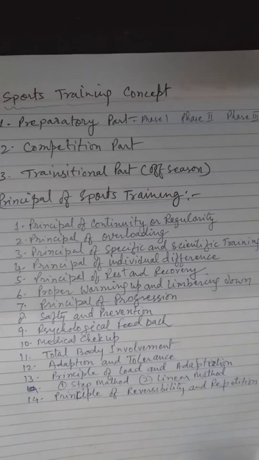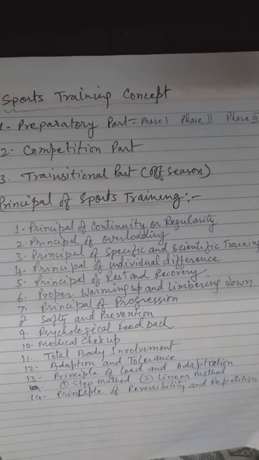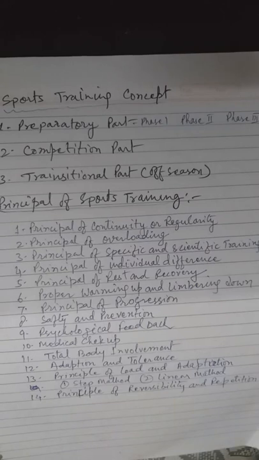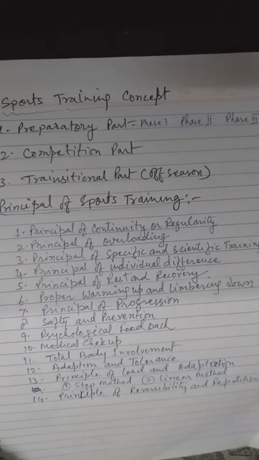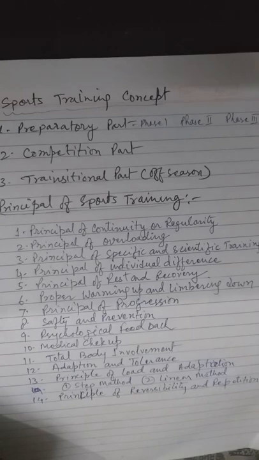The preparatory part has three phases. First is phase one. In this phase of training, the player develops general abilities relating to physical fitness like strength and endurance, along with basic skills. Phase two: in this phase of training, the player develops specific physical fitness abilities like speed, flexibility, and coordination. The player learns mastery over advanced skills and techniques. And third phase: the player develops tactics and strategies and tries to achieve perfection for the competition. This is the preparatory part.